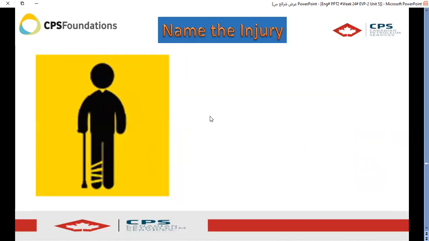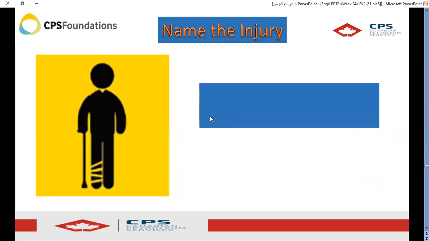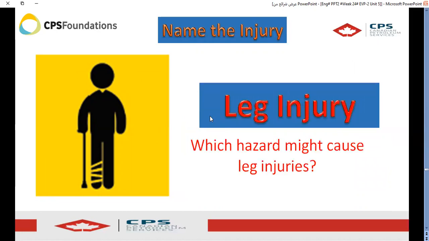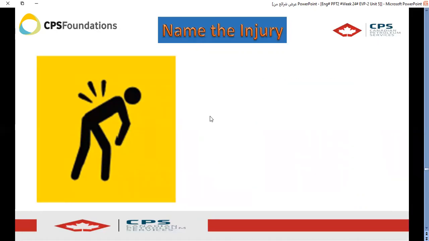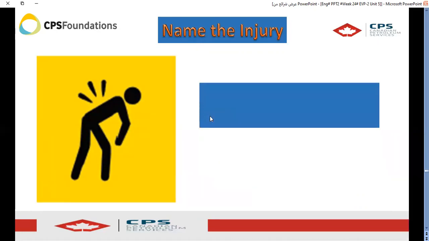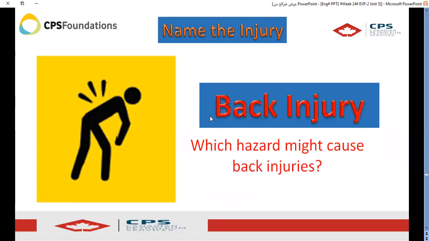Okay, this, of course, as you see, is a leg injury. This is a excellent, a back injury. And back injuries are usually caused by slips or by tripping.